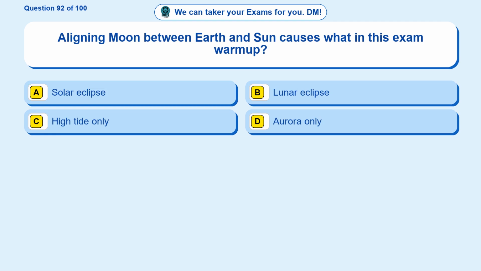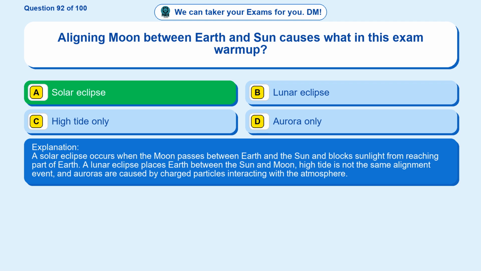Question 92. Aligning moon between Earth and Sun causes what in this exam warm-up? Option A, solar eclipse. Option B, lunar eclipse. Option C, high tide only. Option D, aurora only. The correct answer is option A. Solar eclipse. A solar eclipse occurs when the moon passes between Earth and the Sun and blocks sunlight from reaching part of Earth. A lunar eclipse places Earth between the Sun and Moon. High tide is not the same alignment event, and auroras are caused by charged particles interacting with the atmosphere.